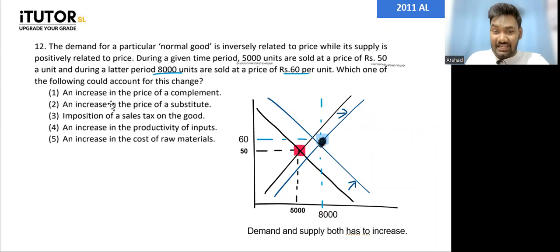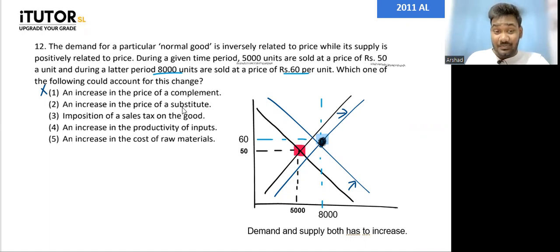Okay, increase in the price of a complement. Yes, if there is an increase in the price of a complement, what is going to happen to demand? We discussed this before. Remember, complement was like Wi-Fi for our class. So if the complement becomes expensive, demand for your good will go down. So can that be an answer then? Because we are looking at an answer that says demand and supply increase, right? So first one can't be.